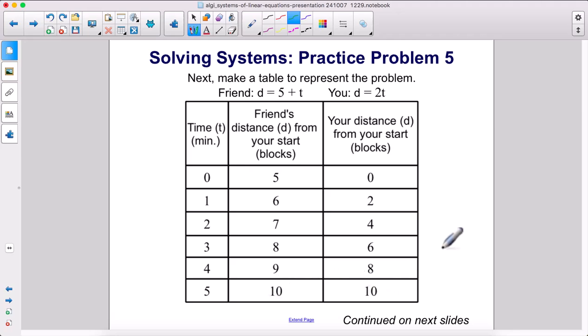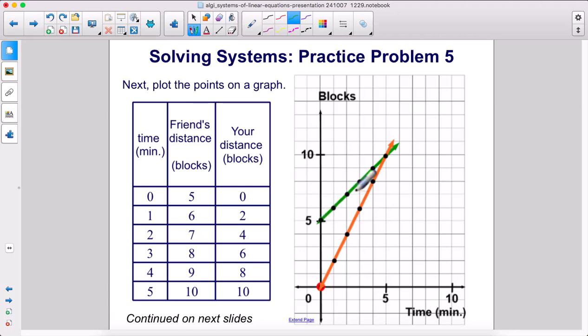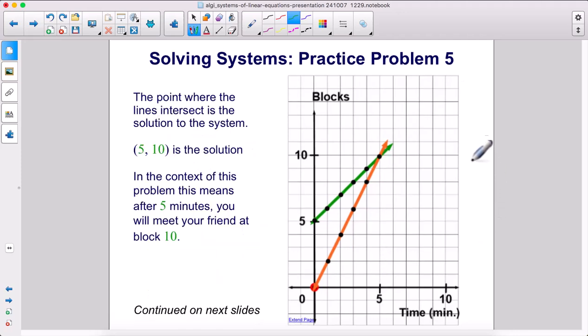You have met. Next, you can plot those points on a graph, and you can see that we have 2 straight lines that intersect at 5 minutes. The point where the lines intersect is the solution to the system. 5, 10 is the solution. In the context of this problem, this means that after 5 minutes, you will meet your friend at block 10.